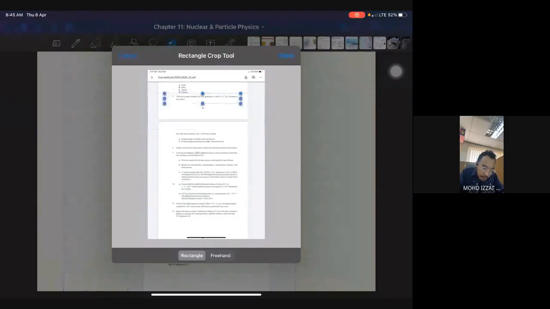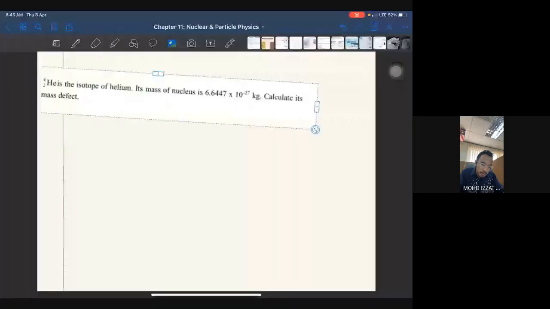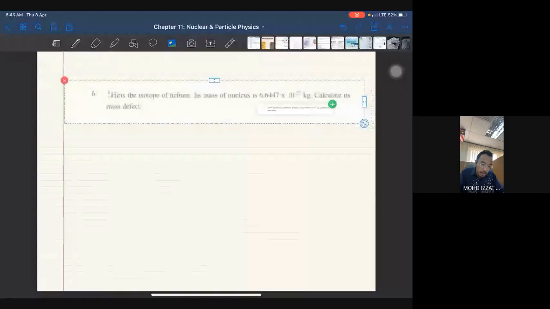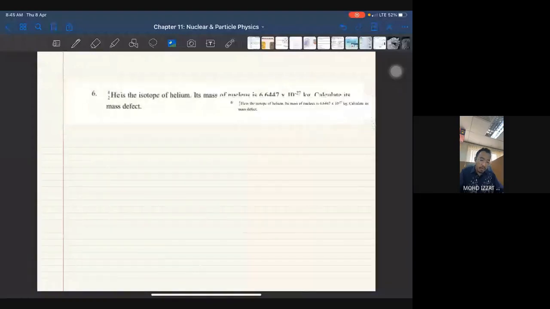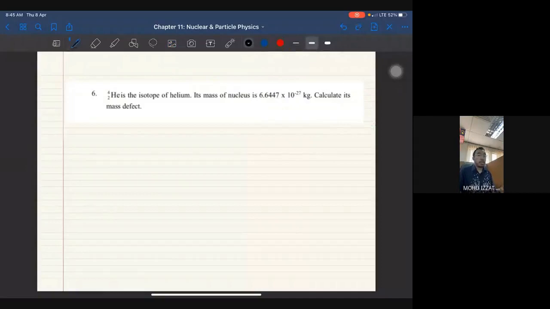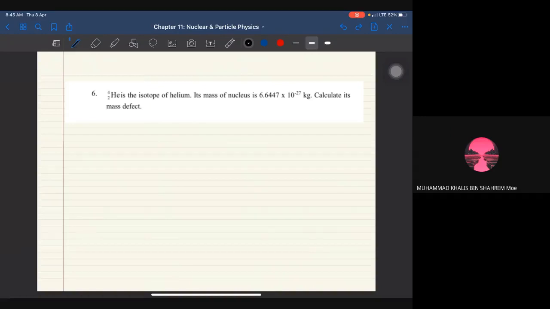Okay, we start with question number 6. Can you see the question clearly? Nampak tak soalan dia? Yep, see okay, clearly. Cuba kamu baca dan cuba kamu buat.